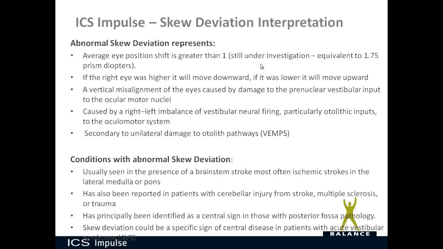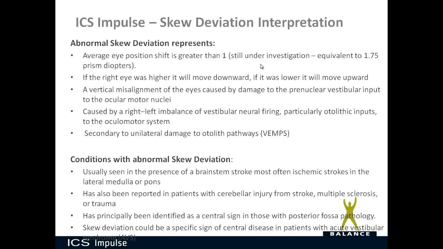Now, the other thing is, if you read research regarding skew deviation, often it's reported in how many prism diopters the eye had moved. And basically, a prism diopter is a deviation of 1 centimeter on a flat surface 1 meter away from the prism. Well, we don't measure that way, obviously, with a goggle, but just so you know, 1 degree of eye movement is equivalent to 1.75 prism diopters. So if the right eye was higher when you first did the test, it will move downward when the eye is covered. And if the right eye is lower, then it will move upward.